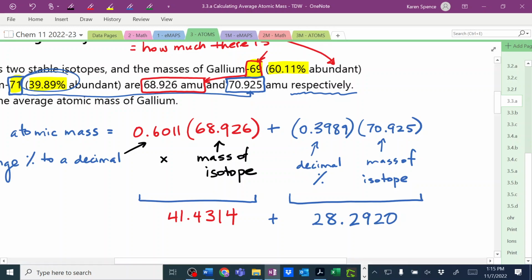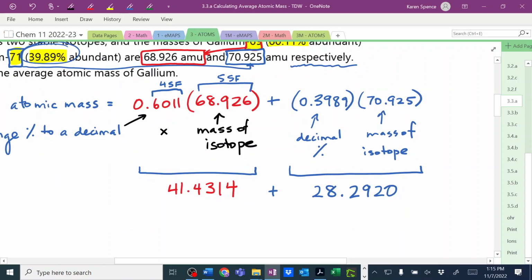What operation did we just do? We just did multiplication. So how many sig figs here? 4 sig figs. How many sig figs here? 5 sig figs. So how many would our answer have if we were done at this point? We would have 4 sig figs. So which is our uncertain digit there? Is it the 4? Is it the 1? What is our uncertain digit in that number? It's the 3. Okay, so that's our uncertain digit.